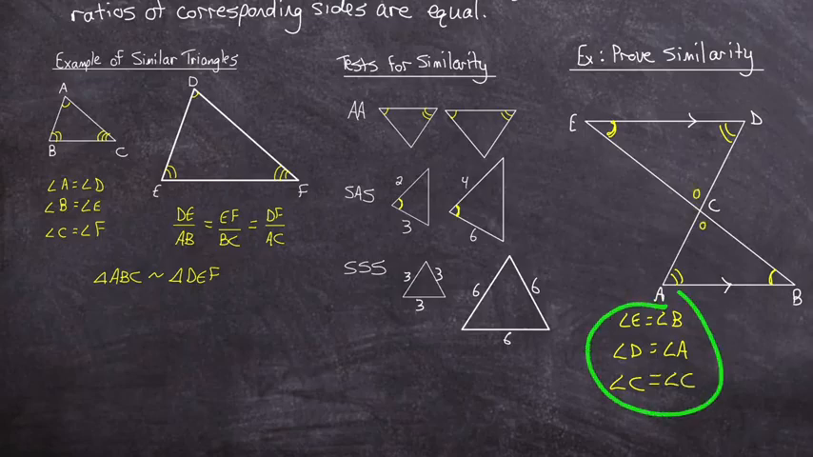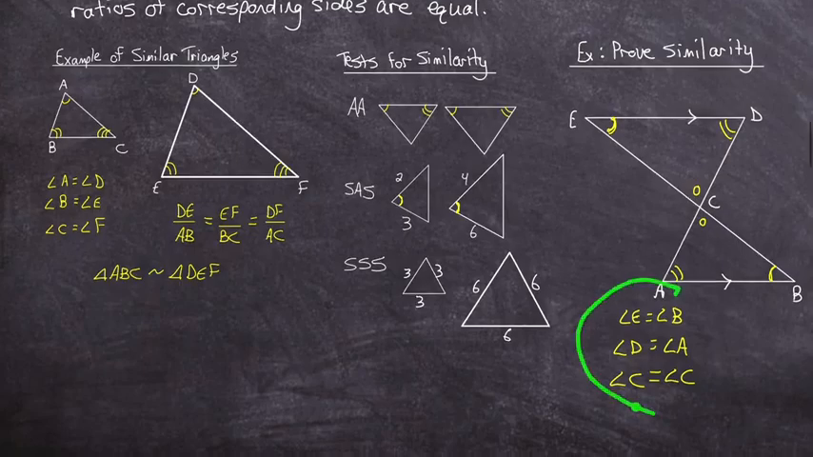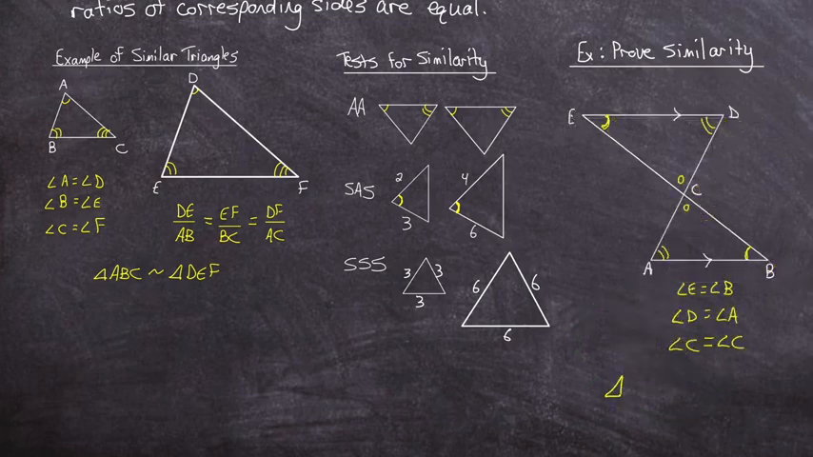Showing that we have 3 pairs of equal angles is great, but we really only had to show that 2 pairs were equal. Because of the angles in a triangle theorem, we know that if 2 pairs are equal, all 3 would have to be equal to each other. So this is enough to be able to state that the 2 triangles are similar. I could say that triangle EDC is similar to triangle BAC.